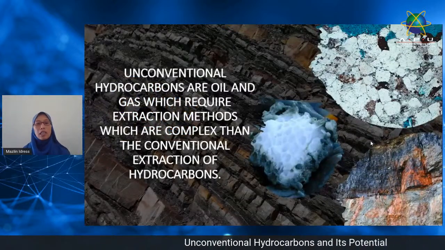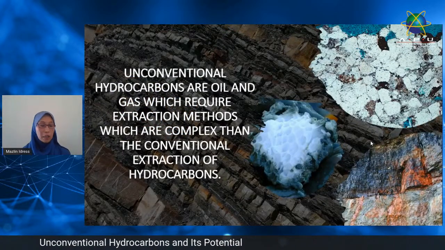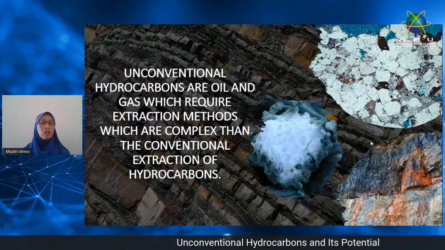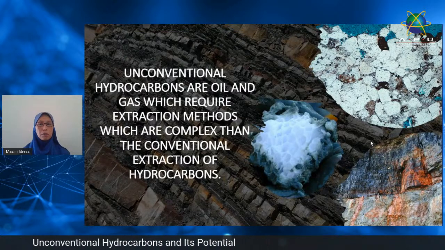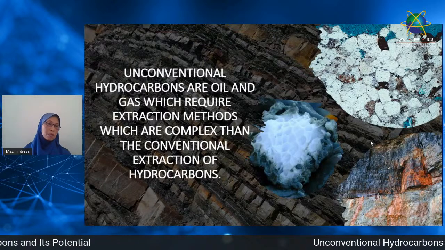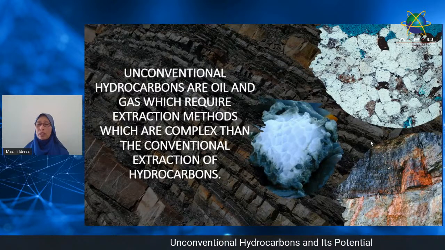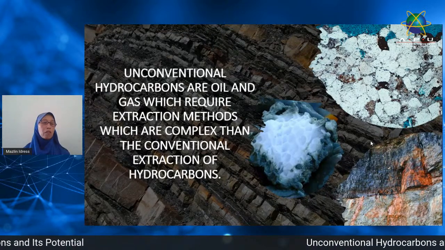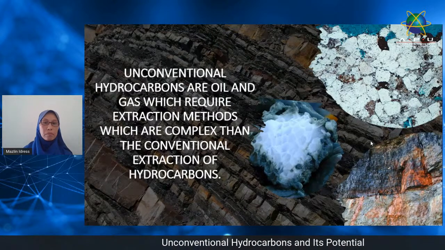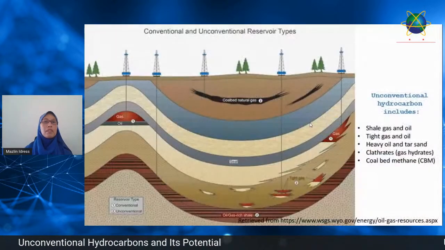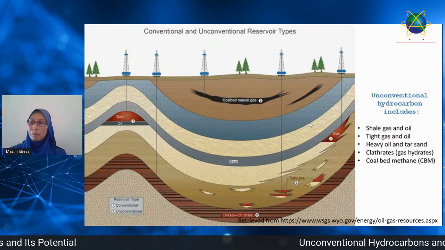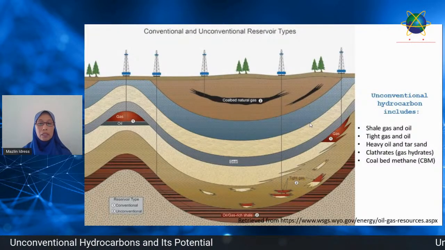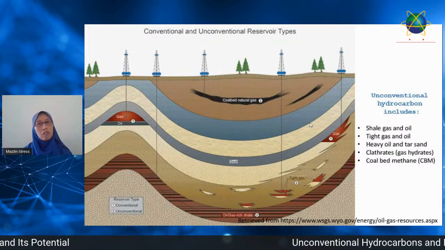Unconventional hydrocarbons are oil and gas which require extraction methods that are more complex than the conventional extraction of hydrocarbons. The four types of unconventional hydrocarbons I'm going to address require extraction methods which are different from conventional extraction. These are examples of conventional and unconventional reservoir types.